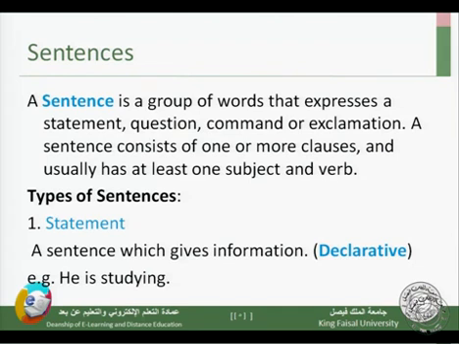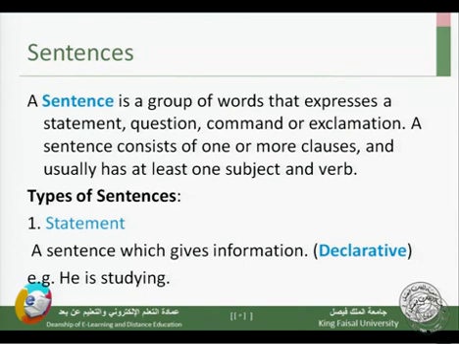A sentence can consist of one or more clauses. So depending on the complexity of the sentence, it can have one clause and it can have more than one clause. Usually sentences have at least one subject and verb. So one subject and one verb in sentences usually. Types of sentences. As I mentioned here, we have four types of sentences.